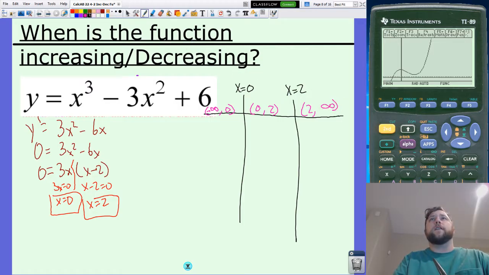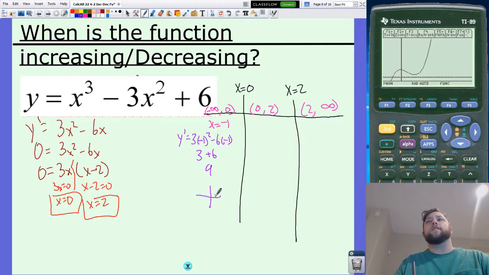And you pick test value points. So I'm going to pick, let's say, x equals negative 1. So you're going to try y prime at negative 1. In this case, it is going to be 3 times negative 1 squared minus 6 times negative 1, which is going to be 3 plus 6, which is 9, which is positive.